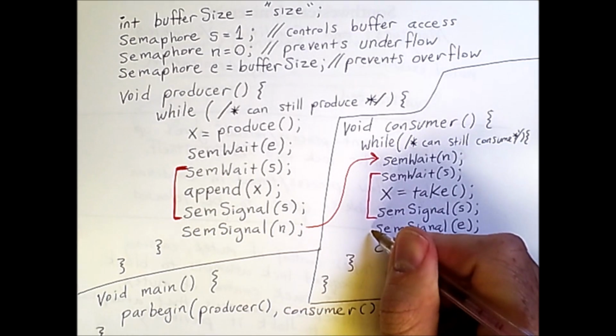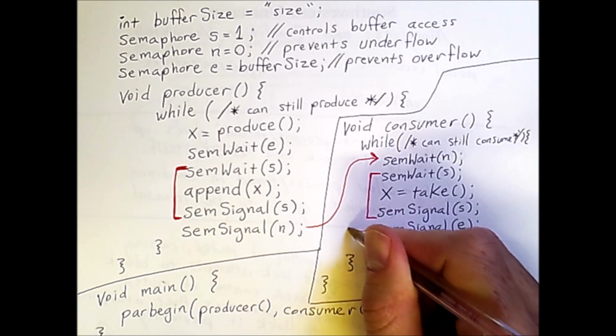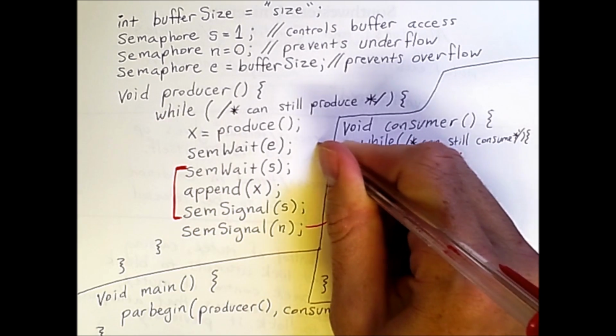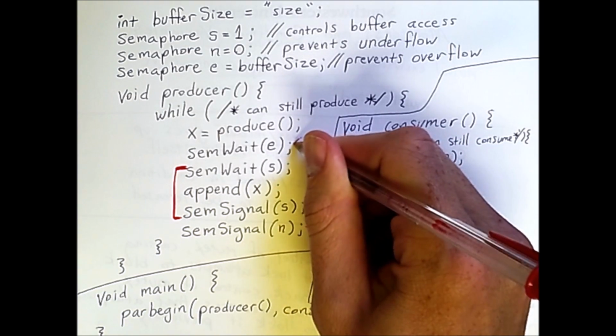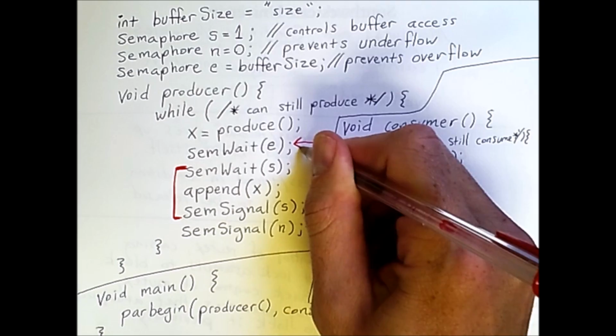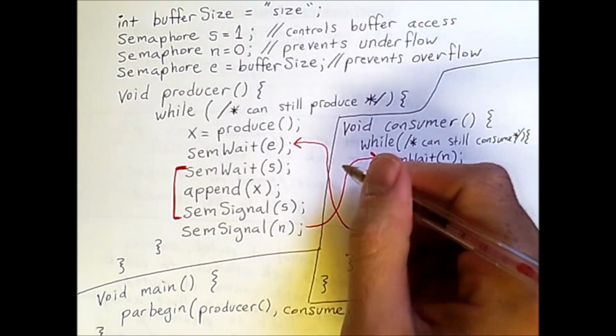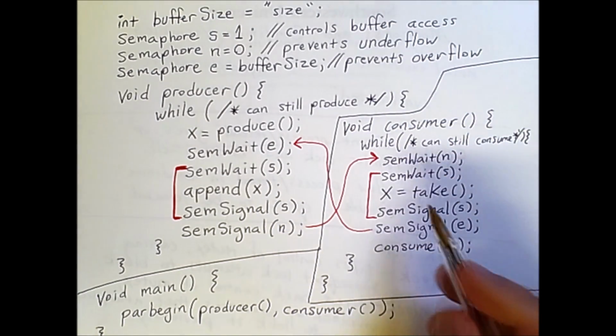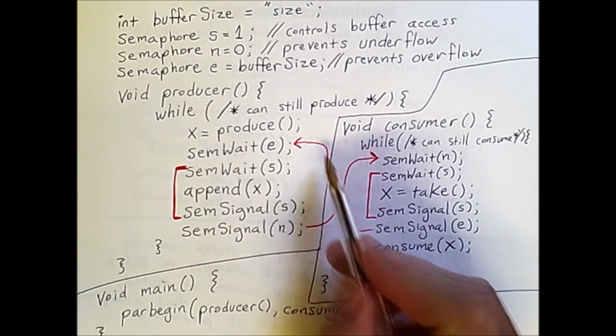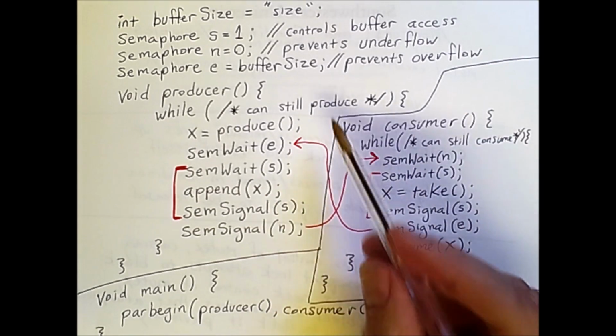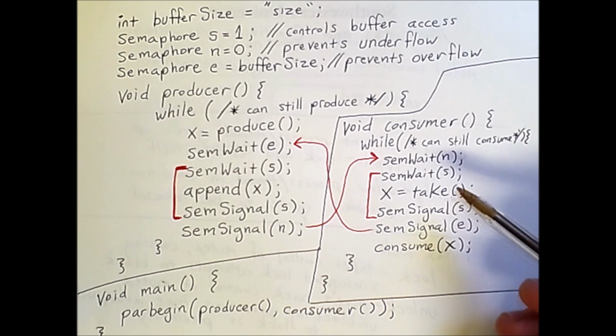Similarly, this signal goes back here, telling a process that became blocked when it tried to produce something that it can now continue producing things. So that is the back and forth communication of these synchronization operations.